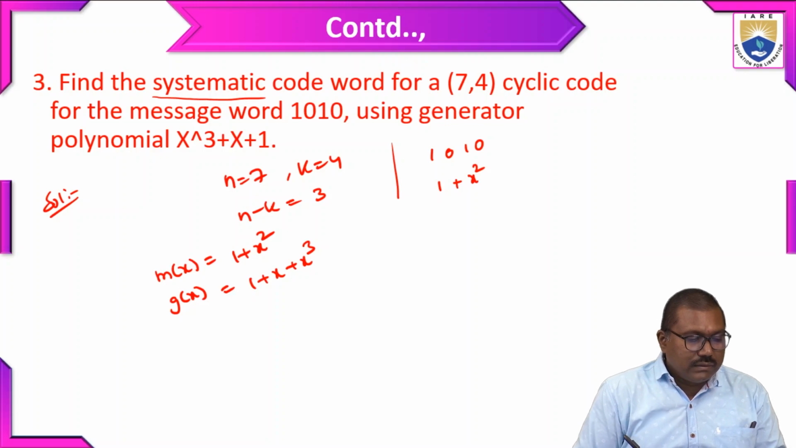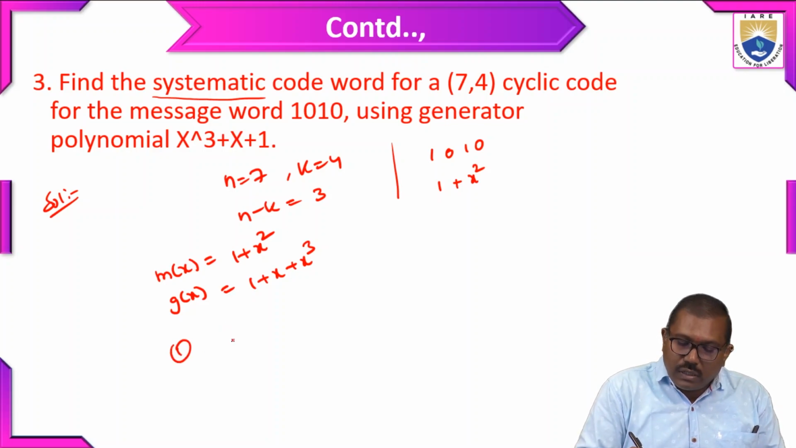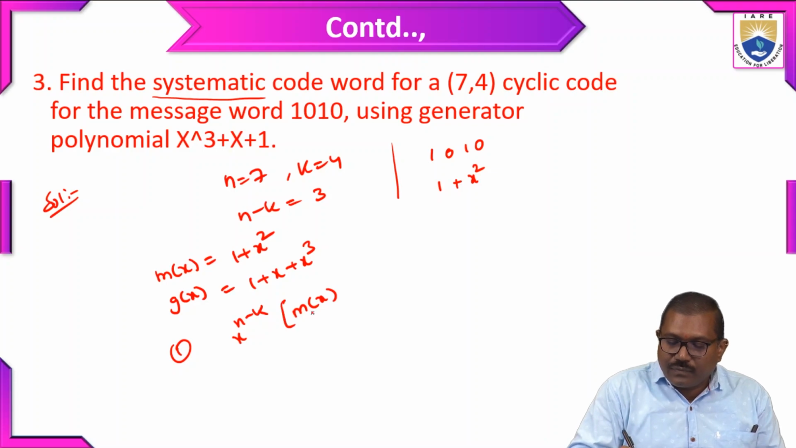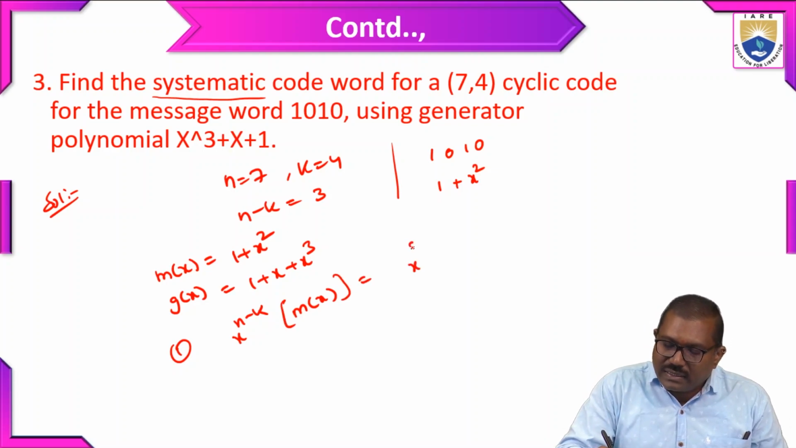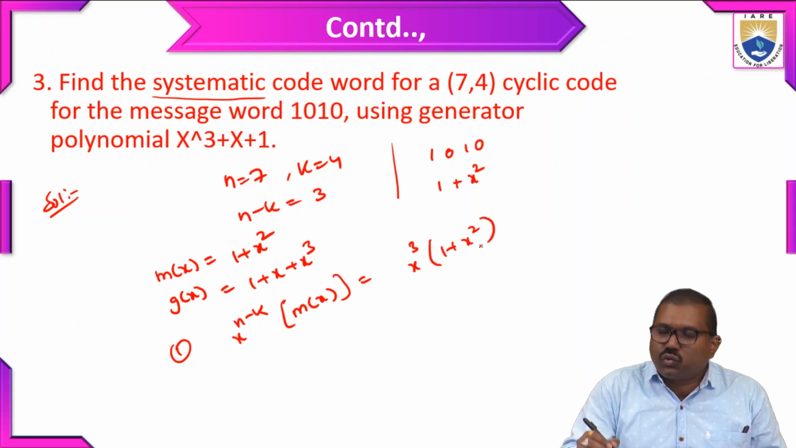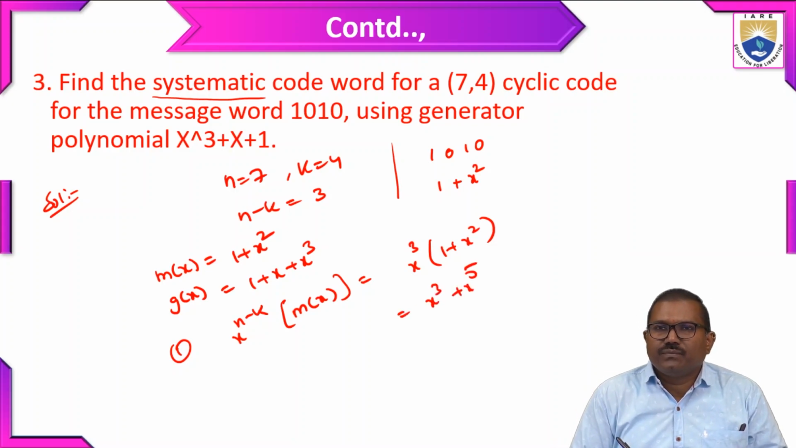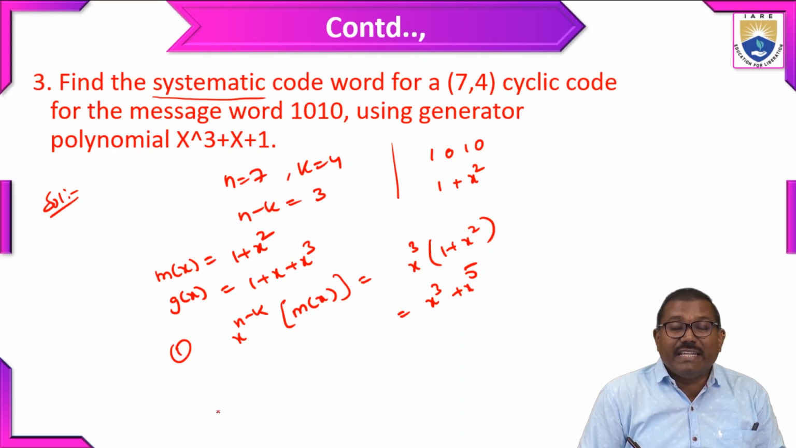Okay. So first you are going to multiply x power n minus k into m of x. So this is m of x. So what is x power n minus k? x cube into m of x, 1 plus x square. So what is the result? x cube plus x to the power of 5. This is the first step. Go to second step. Divide.